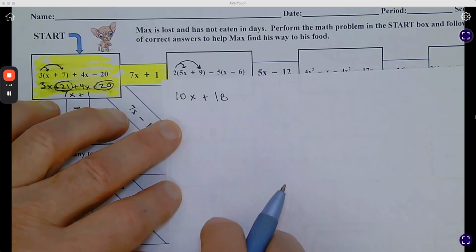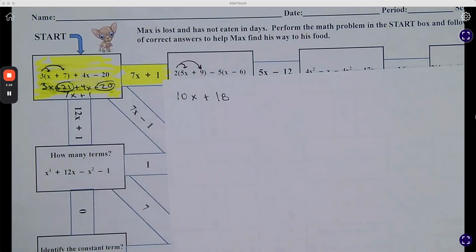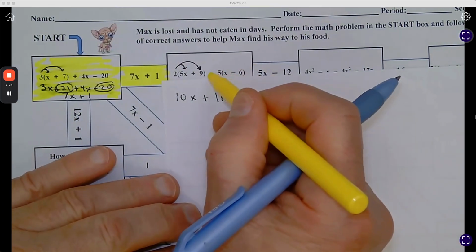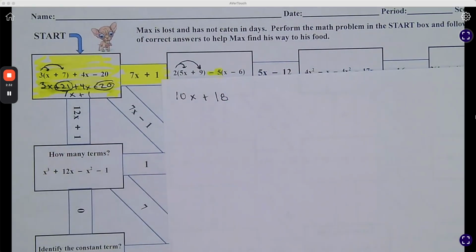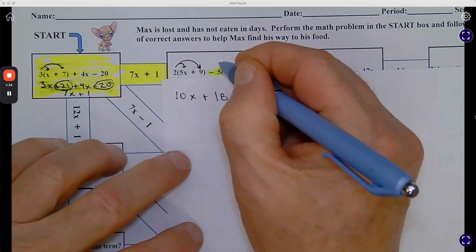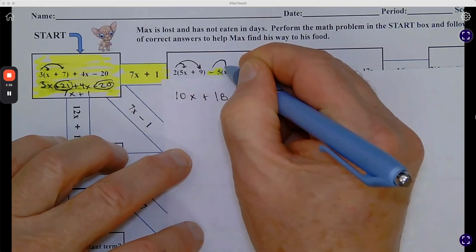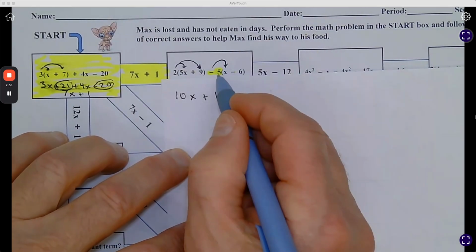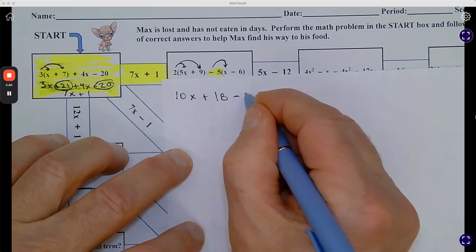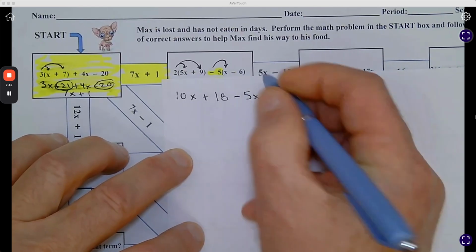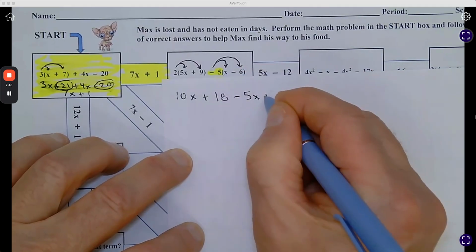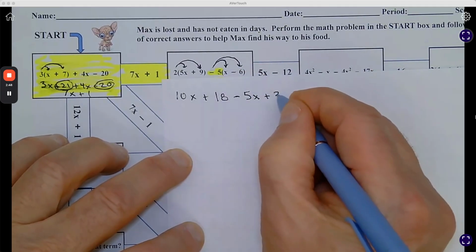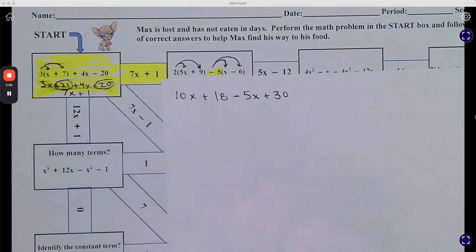Very good. Now, you must be diligent here. This minus goes with that 5. So I'm distributing both of those, and it's like distributing a negative 5. So negative 5 times positive 1 is negative 5. A negative times a negative is a positive, and 5 times 6 is 30. Okay, so that's the distribution.